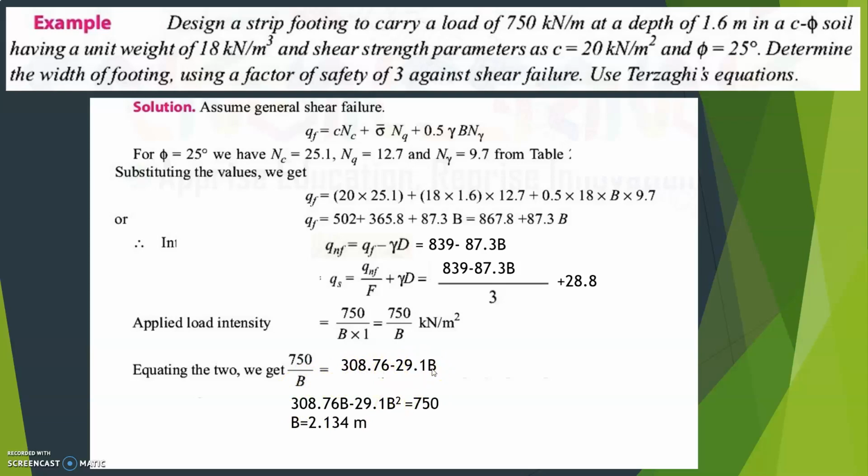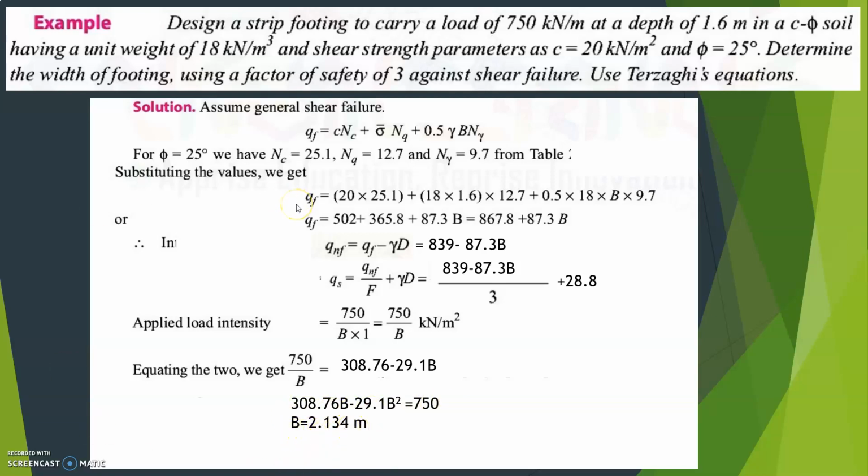How can we calculate? By trial and error, substitute different values of B. Once the right side is equal to the left side value, then you can take that as the value for B. So when you substitute B is equal to 2.134, this equation is satisfied, means right side is equal to left side. So we can take B is equal to 2.134.